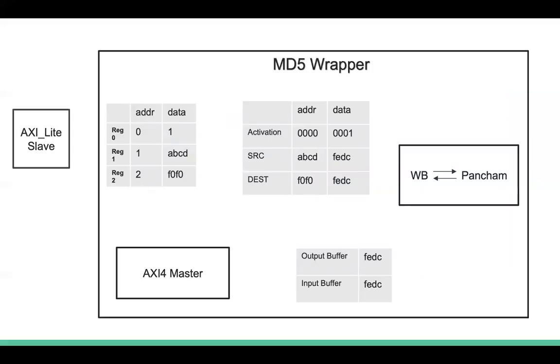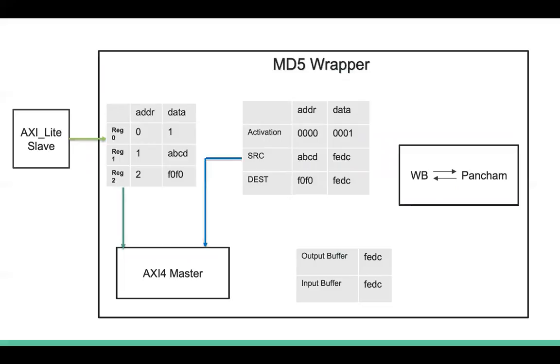Firstly, we will configure these registers from the AXI Lite slave. Reg 0 is used for master activation. Reg 1 holds the source address and Reg 2 holds the destination address. The addresses of Reg 0, 1 and 2 are 0, 1, 2 respectively, and the data they are holding are 1, ABCD, and F0F0. In the second step, the AXI master reads register 0 and activates itself if its value is 1, and further reads register 1 and 2 to know the source and the destination address.